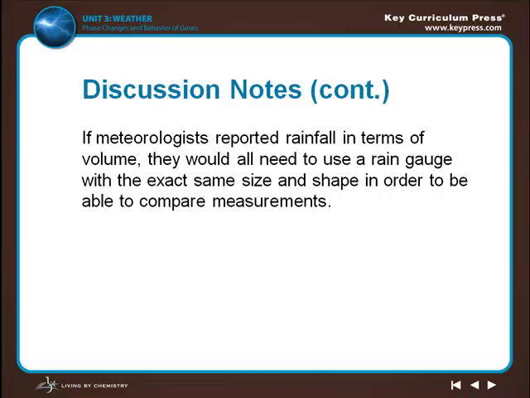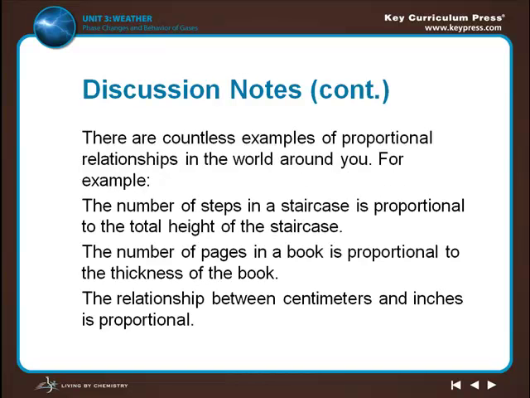We sometimes even have different devices to measure the rainfall that can measure it more precisely than just a single bucket outside. Now, there are countless examples of proportional relationships around us. For example, the number of steps in a staircase is proportional to the height of the staircase. 20 steps is equal to a certain height. The number of pages in a book is proportional to the thickness of the book. So if you're reading Hunger Games, the number of pages in that book is proportional to the thickness of the book. If you're reading Eragon, you'll notice it's a different thickness. The number of pages are different.